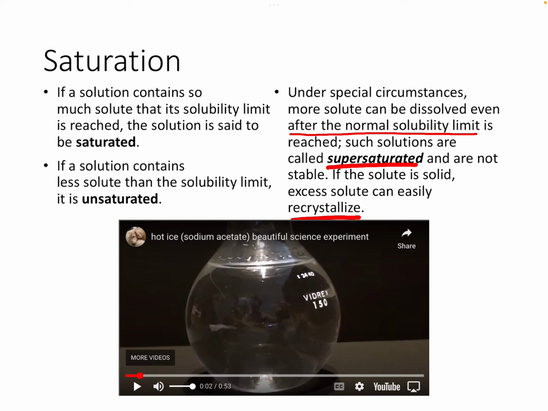So I think we'll stop there for this video. In the next video, we're going to talk about different types of concentrations. So how can we express the amount of solute in a certain amount of solvent? So I will see you then.